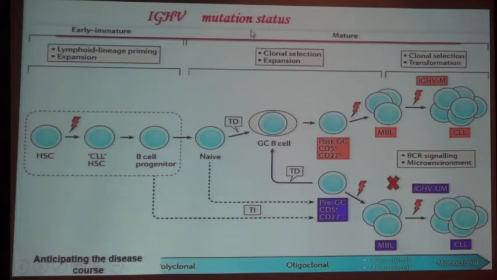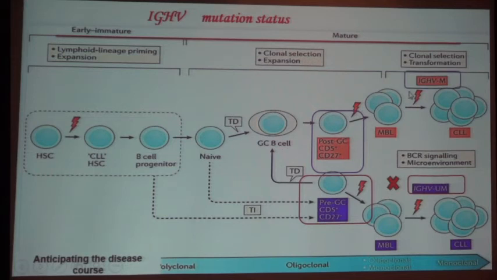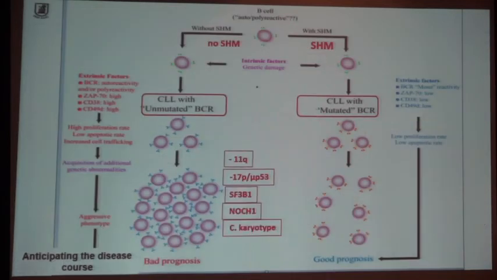IGH mutation is very important because, as we all know, we have two clones. The unmutated, which is more aggressive, arises in the pre-germinal center, giving the bad prognosis or the proliferating clone, and the post-germinal center gives the mutated form, which is usually quiescent, and it goes clinically in a slow-going course with minimal complications. This is the unmutated, which is a bad prognosis, and the mutated, which is a good prognosis.